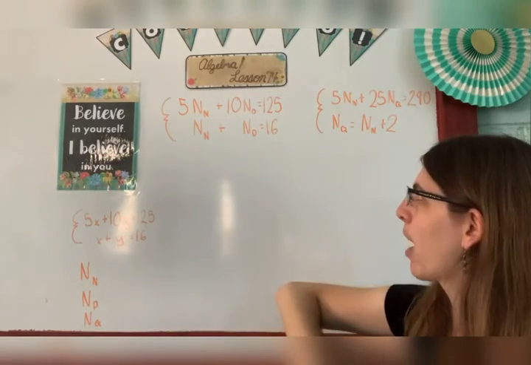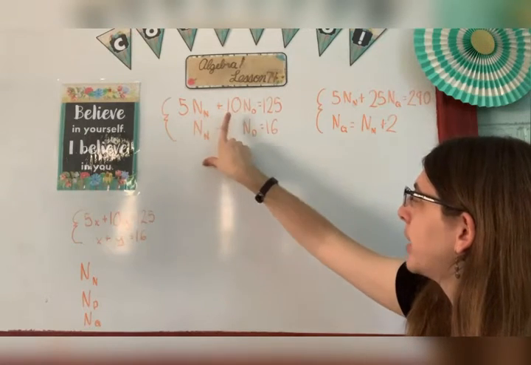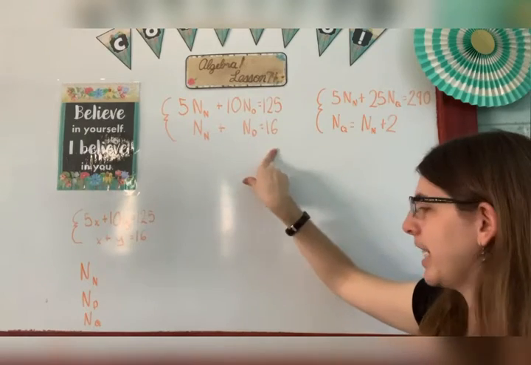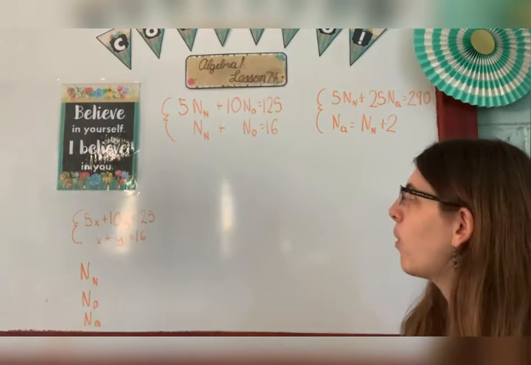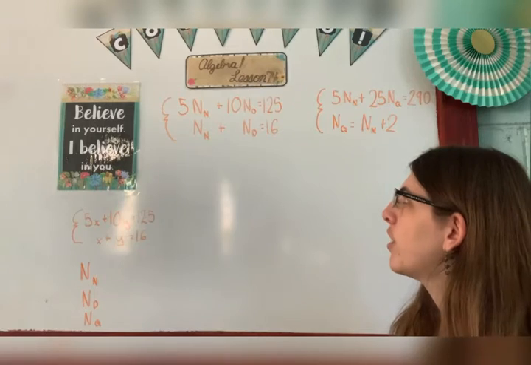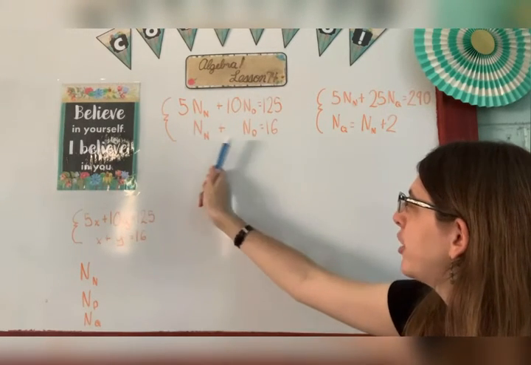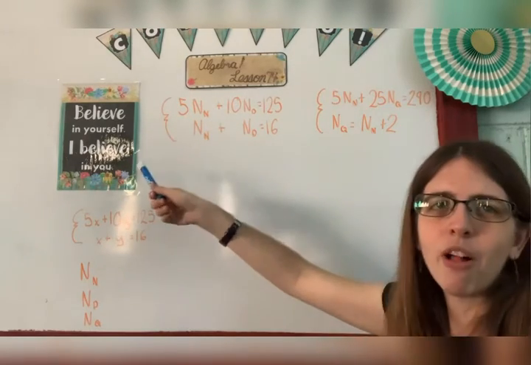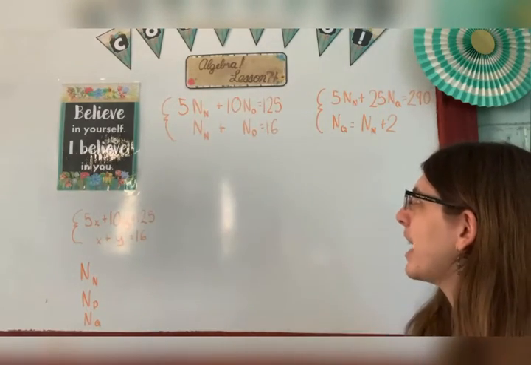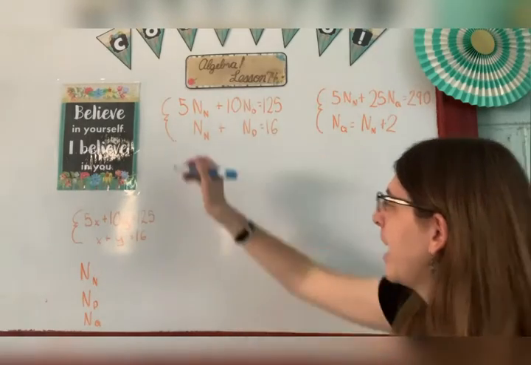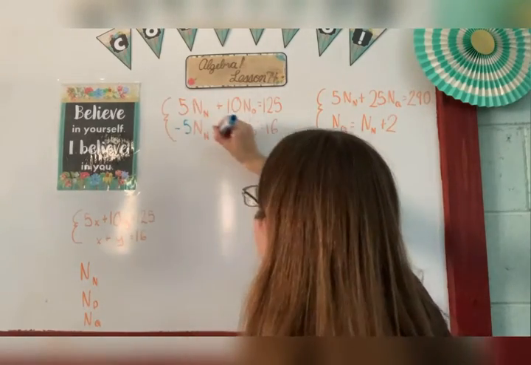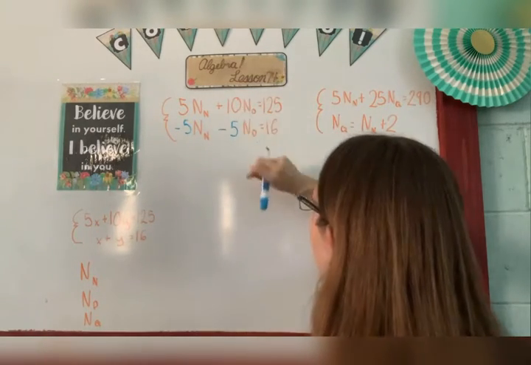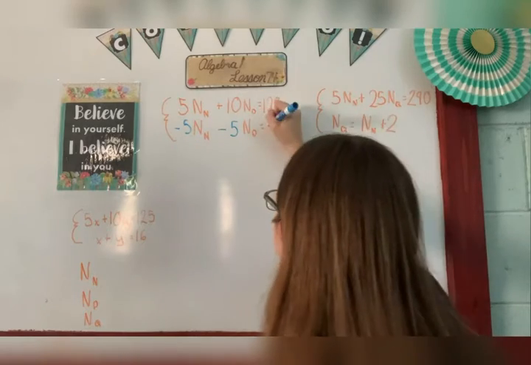So let's solve these problems. Here I have 5n_n plus 10n_d equals 125. n_n plus n_d equals 16. Well, the easiest way to solve this one, by my mind, is to solve it through elimination. I'm going to multiply each term of this bottom equation by a -5, because it's the smallest number to work with, and it will easily eliminate this. So n_n times -5 is -5n_n, and n_d times -5 becomes -5n_d, and 16 times -5 becomes -80.